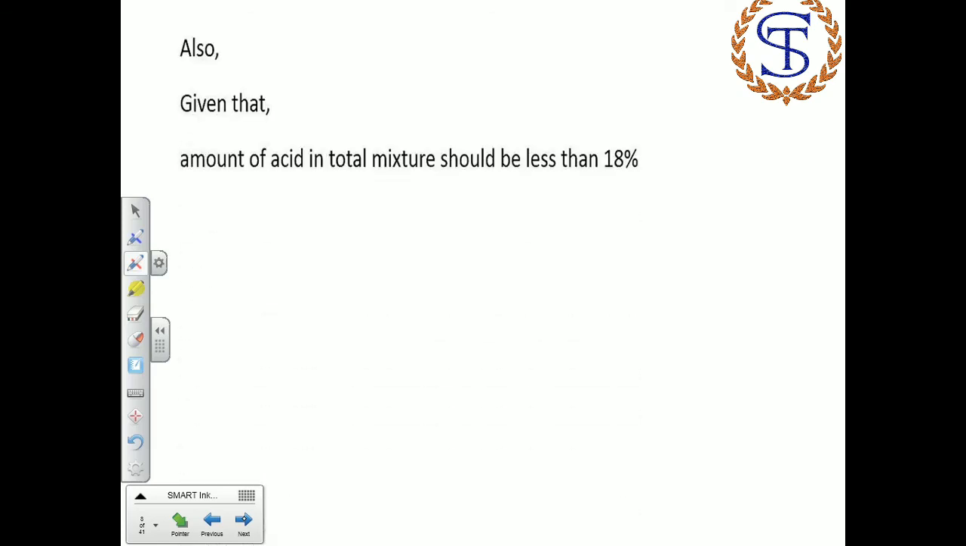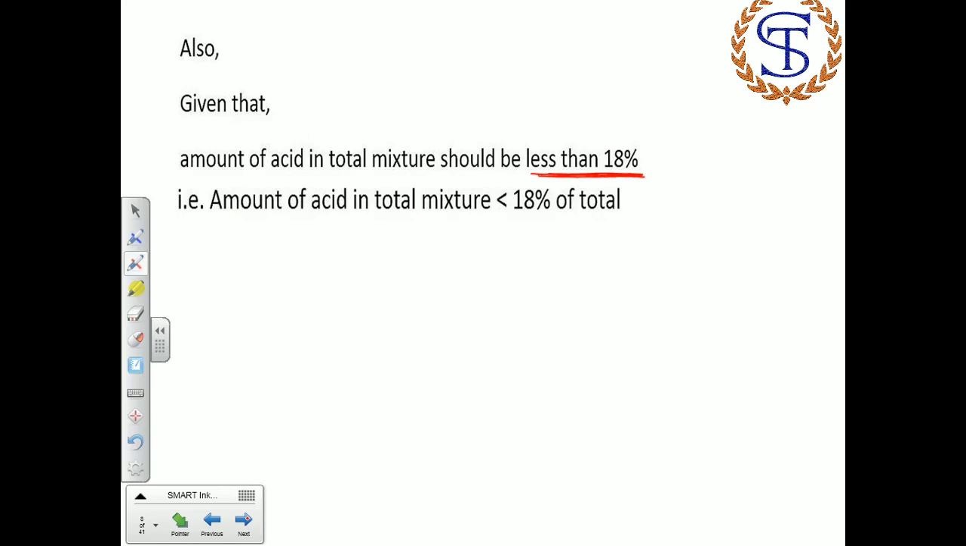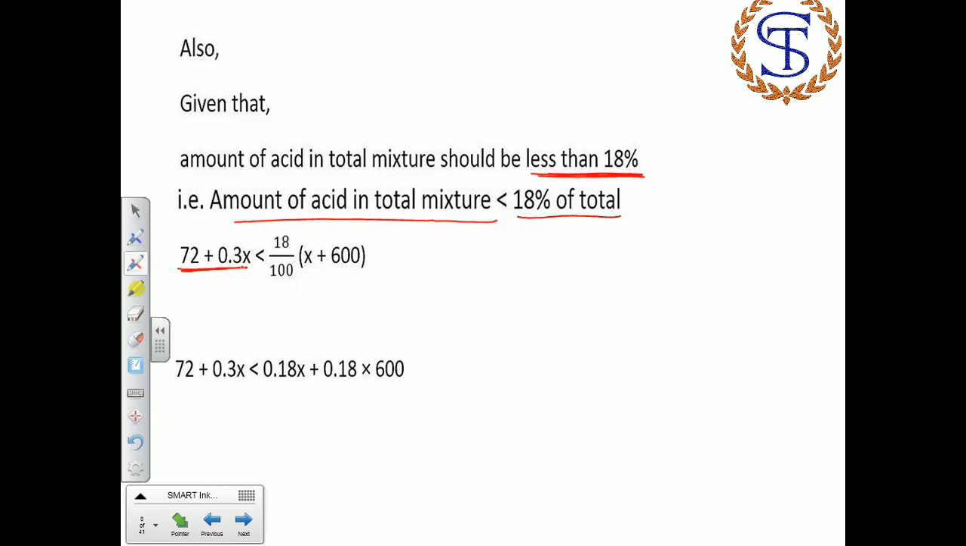But in the next part, again, what is given to us? The given total mixture should also be less than 18%. So in the second part of the same question, again, what is given to us? The amount of acid in the total mixture is less than 18%. If it is less than 18%, it means this is the total acid content, and it is less than 18%, that is, 18 upon 100 of the total mixture.